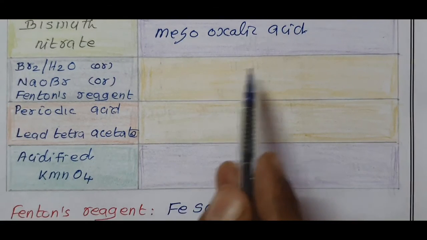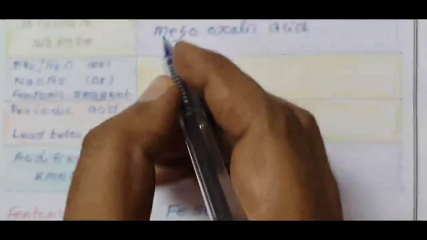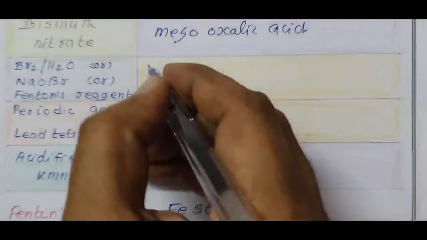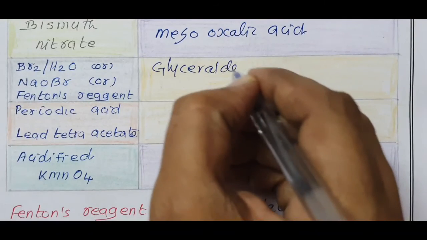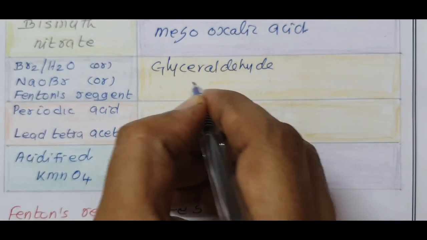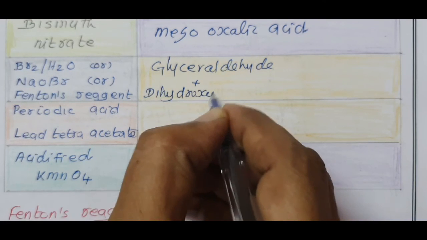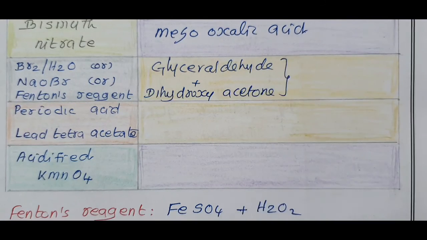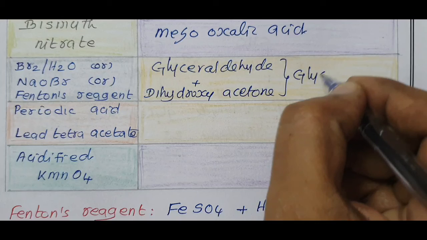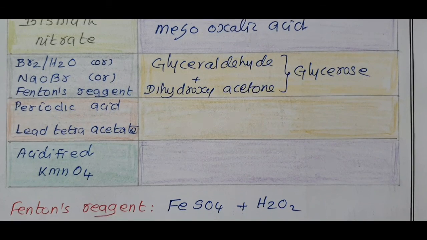Bromine water, sodium hypobromite or Fenton's reagent are used. Here also a mixture of two compounds is obtained: glycerol into glyceraldehyde and dihydroxyacetone. Glyceraldehyde and dihydroxyacetone are obtained. This mixture of two compounds is called glycerose. What is glycerose? That is a one word question. Glycerose is a mixture of glyceraldehyde and dihydroxyacetone.